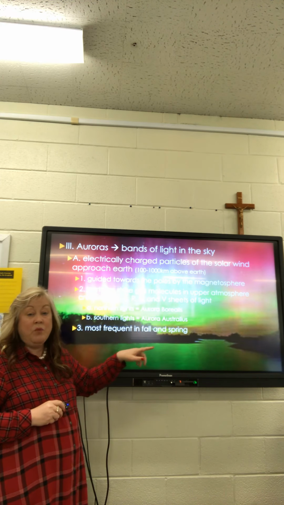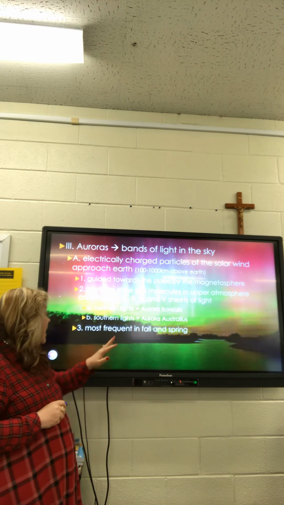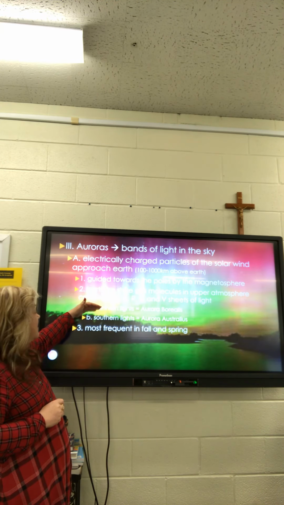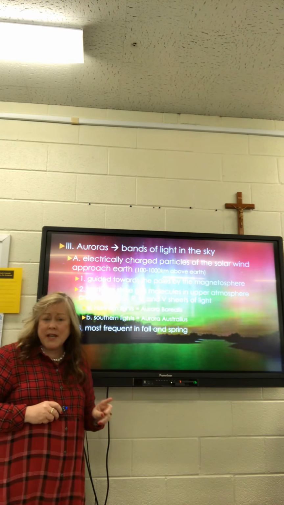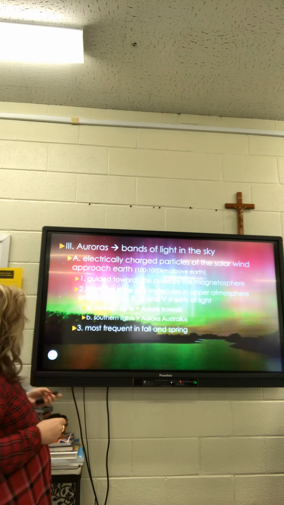And they're going to be more common in the fall and spring when the hours of daylight and night are about the same. The auroras at the North Pole are called Aurora Borealis. The auroras at the South Pole are called the Aurora Australis. Not in your textbook, but I thought, for those of you who are in trivia nights, maybe you want the information.